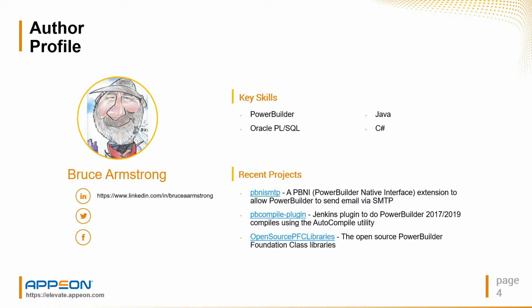I did a utility called PBNI SMTP. It's for sending email from PowerBuilder. It's based on the PowerBuilder native interface, so it's a C++ extension for PowerBuilder. And then I've got a Jenkins plugin, and a number of plugins, but the Jenkins plugin for the autocompiler is probably the most useful one to PowerBuilder developers. So it uses the autocompile utility to do PowerBuilder 2017 and 2019 compiles from Jenkins. So if you want to get into continuous integration, use Jenkins to automatically do builds for you, you might want to look at something like that plugin.